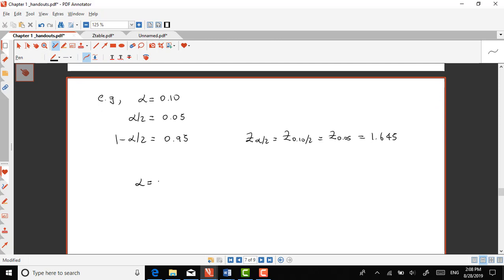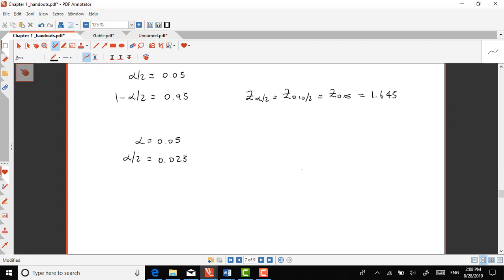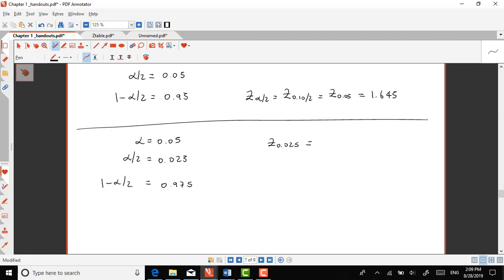Okay, so for you to practice, I'll give you 1 minute. So what is it if alpha is 0.05? Okay, and I'll help you with the calculations. But then, hopefully you are looking at that value on the table. So what's that value? So again, you have to go and look in the table for 0.975. Everybody got that one?